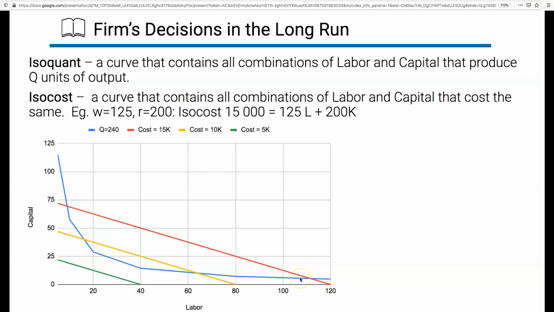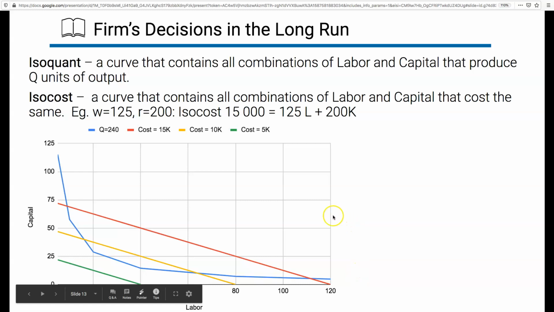So all labor-capital combinations that cost $15,000 are on the red line. The yellow line corresponds to a cost of $10,000, and the green line corresponds to a cost of $5,000. And we want to produce 240. That means we want to find a point on the blue curve that costs the cheapest.